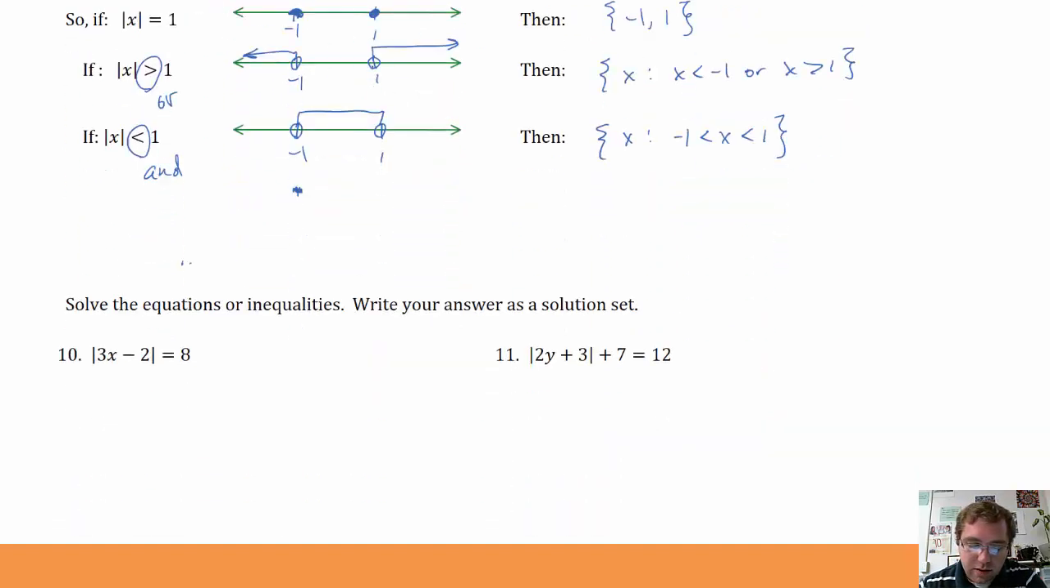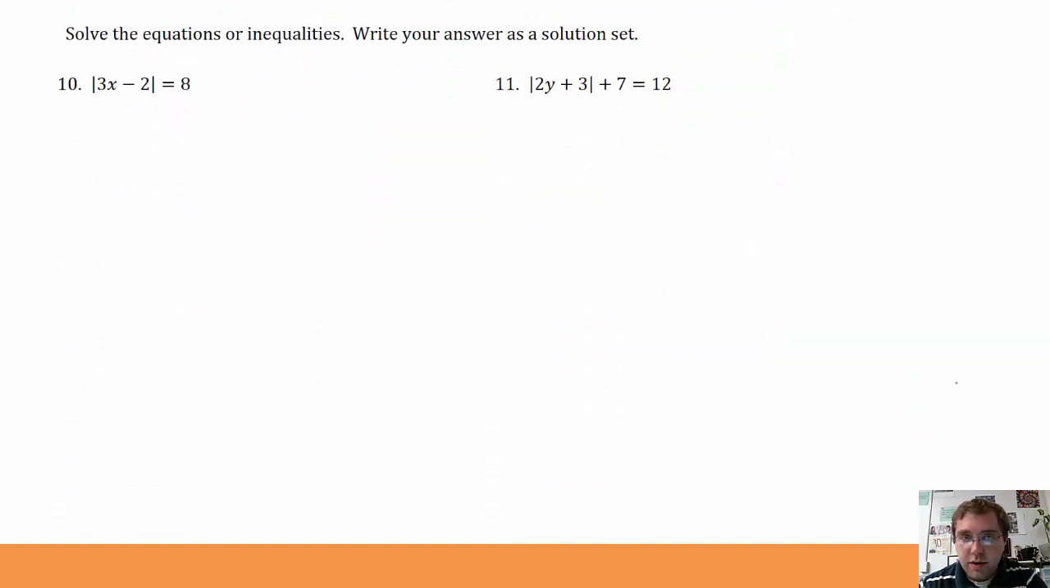That's what we're going to use to solve absolute value inequalities. But first, a couple absolute value equations. When we had the absolute value of x equals 1, we had two answers, when x was equal to 1 and when x was equal to negative 1.